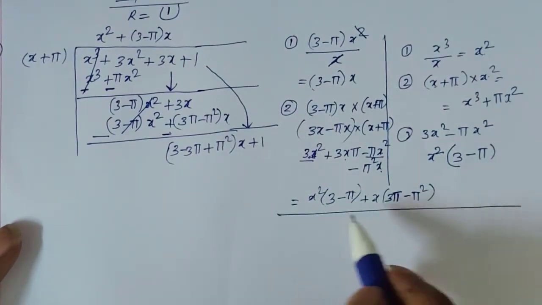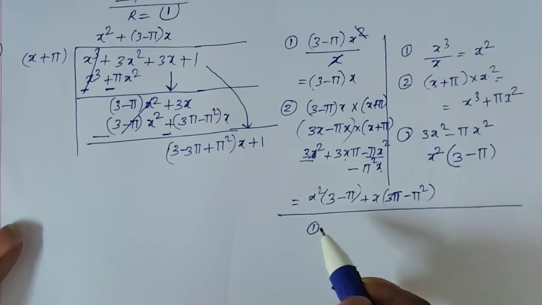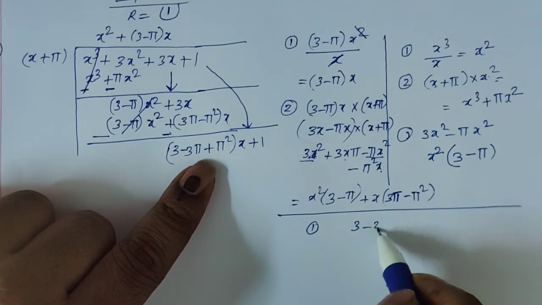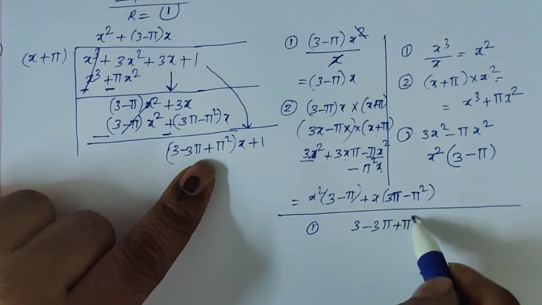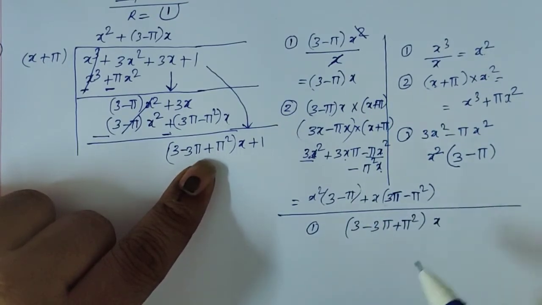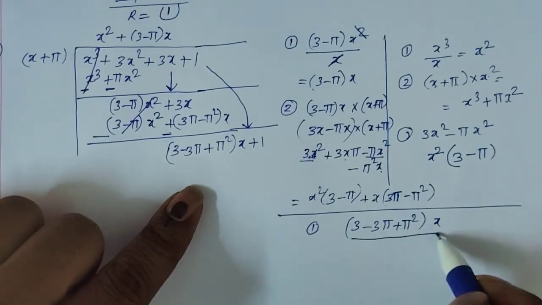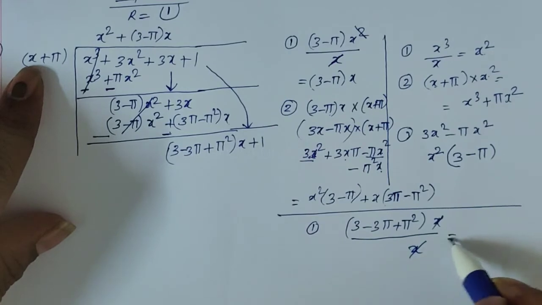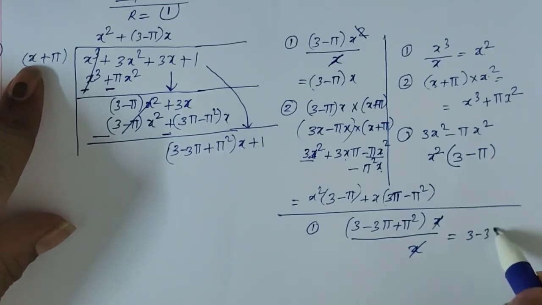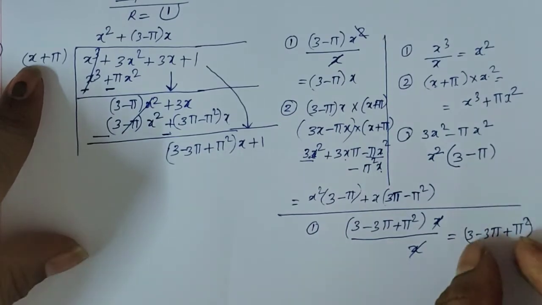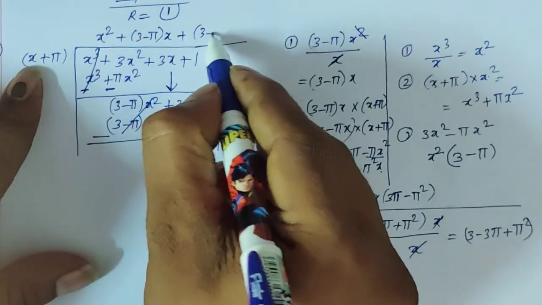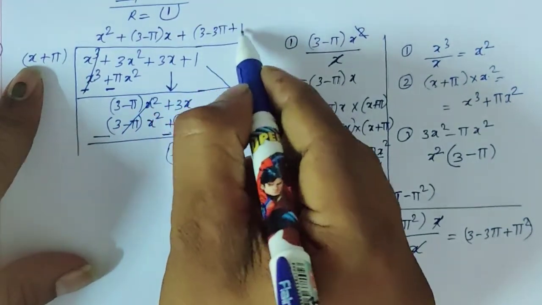Okay, again you have to go for the first step. The first term in the dividend, what is it? 3 minus 3 pi plus pi square into x. It should be divided by the first term in the divisor. So x gets cancelled, and you will get 3 minus 3 pi plus pi square. So this is what? The quotient term. Write it in the quotient area, plus 3 minus 3 pi plus pi square.